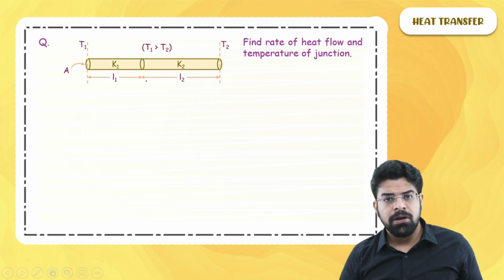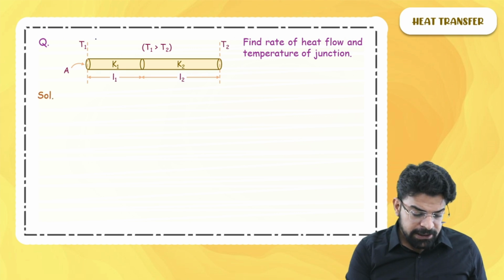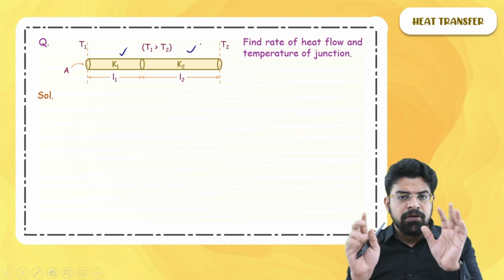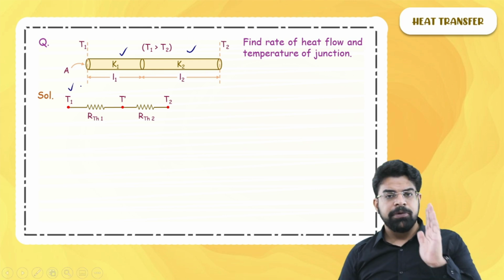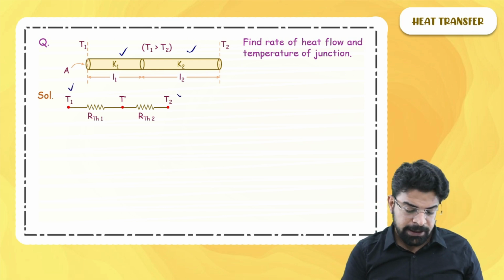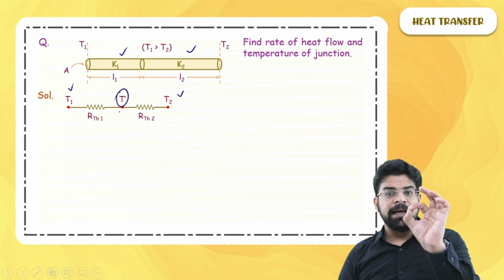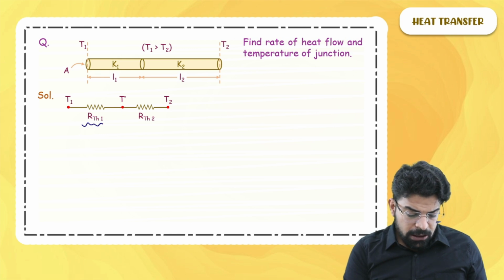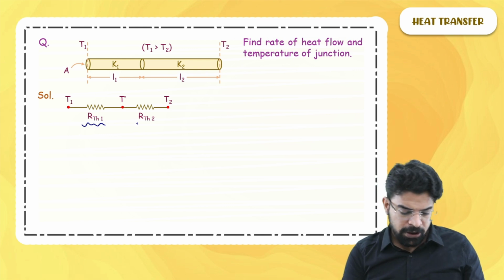So let's see. Compare this with current electricity. Rather than thinking of two thermal conductors, think of two thermal resistors. So you will say the temperature of the left hand is T1, the temperature of the right hand is T2. Our mission is to find T dash, that is the temperature of the junction. Now think of two thermal resistances, R thermal 1 and R thermal 2.